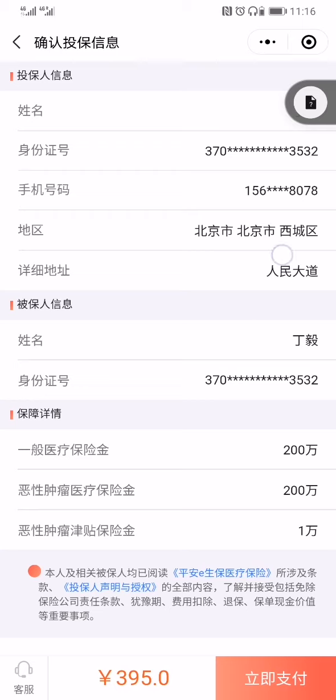Right, here is the summary of the policy. It shows the applicant details, the person assured details, and the sum assured of the policy: 2 million for medical, 2 million for cancer, and 10,000 for inpatient subsidiary, and there's a checkbox for consent to the terms and conditions. The rate is still the standard rate of 3.95. Click on yes, I would like to pay. It should progress me to the payout page.